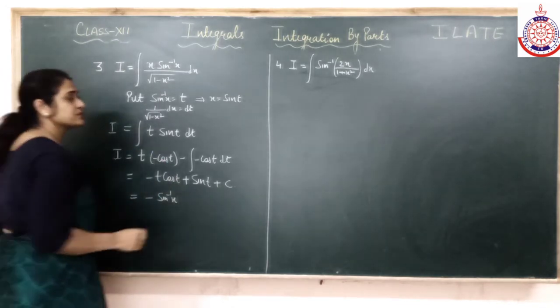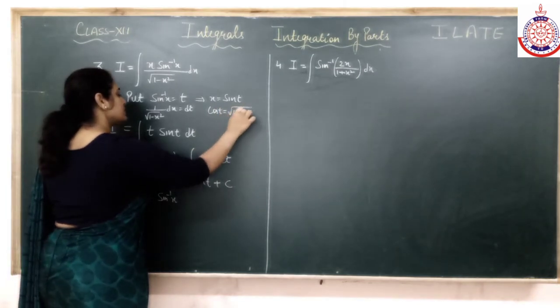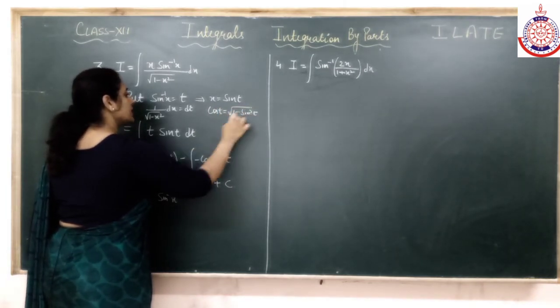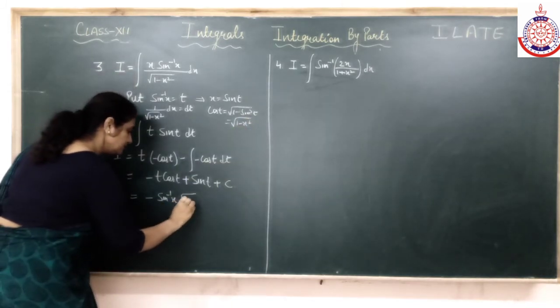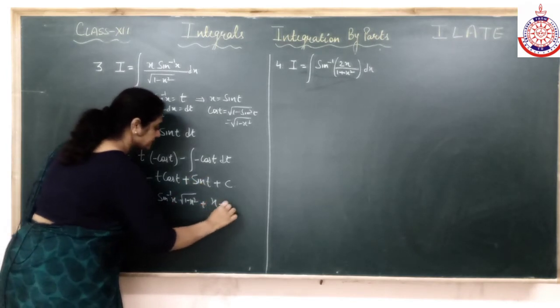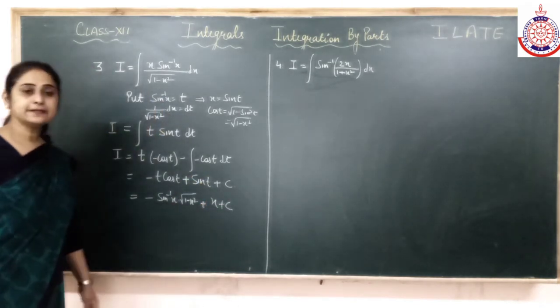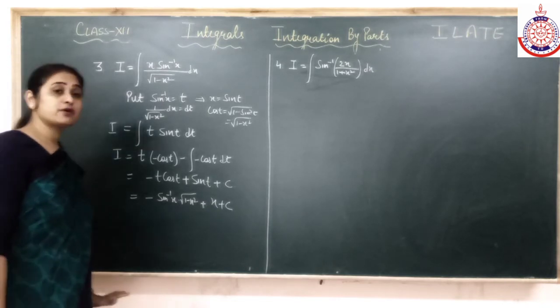Again we did this in the previous question also. What will be cos t? Root of 1 minus sin square t, that is root of 1 minus x square. And sin t is x. Here, very easy. Alright. So you have to think about substitution.